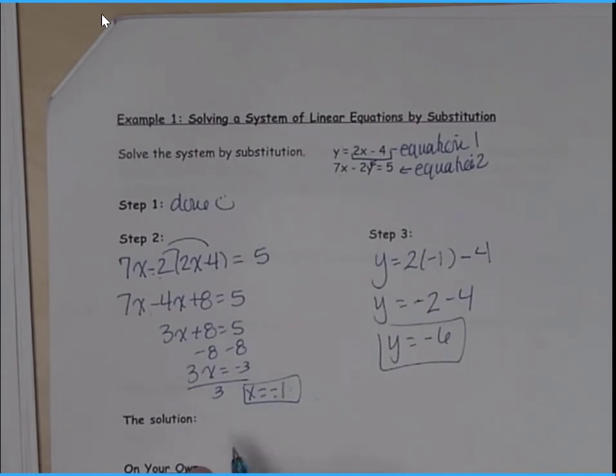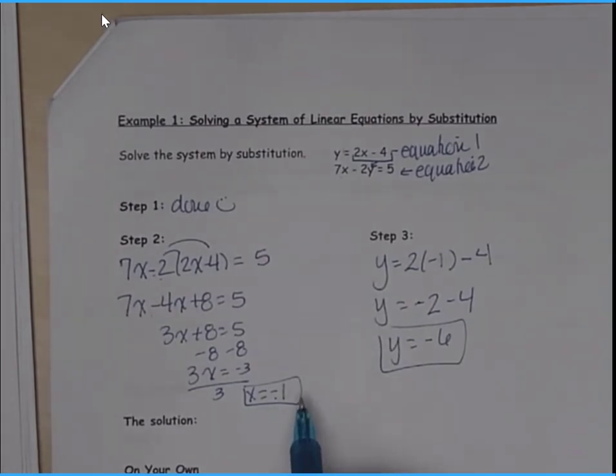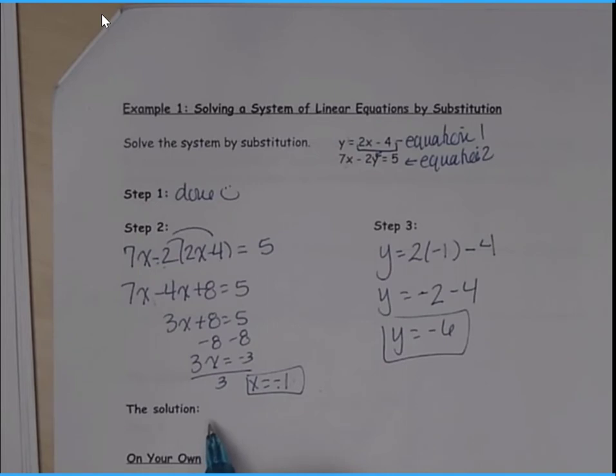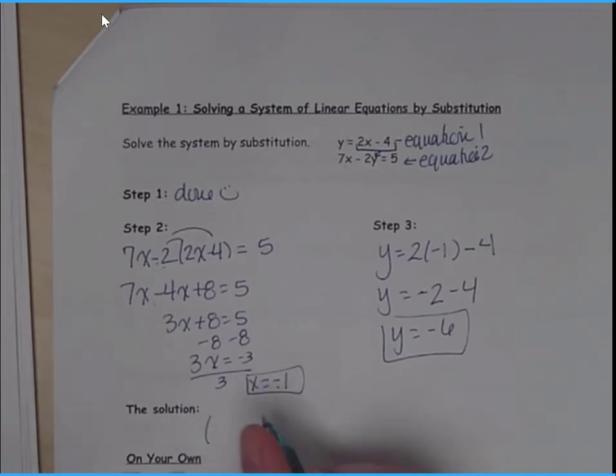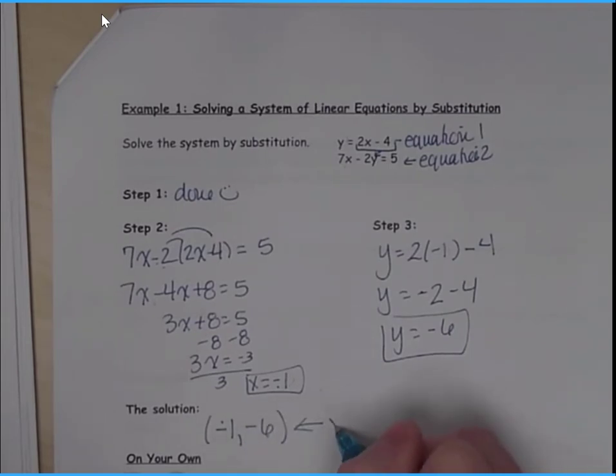So my solution, remember, the solution is always a coordinate. So my solution here is negative 1, negative 6. So this right here is your answer.